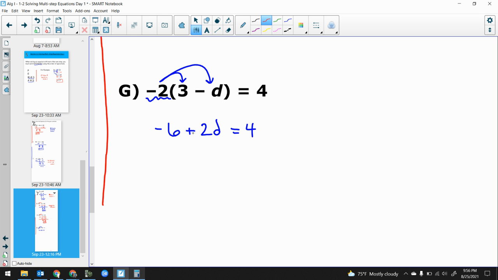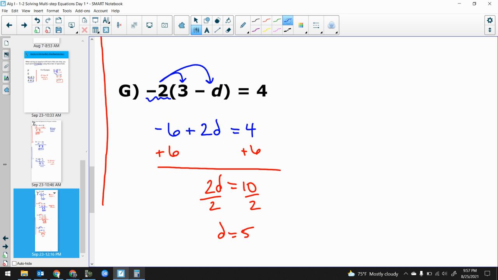Be careful here. You may be tempted to say you want to subtract over to the other side, but remember that you look directly to the left of the term. So if I want to move this 6 over to the other side, I have to add it to both sides, because the 6 was negative. I've got to add it over to the right side. So 2d is equal to 10, and I divide by 2. So d is equal to 5.